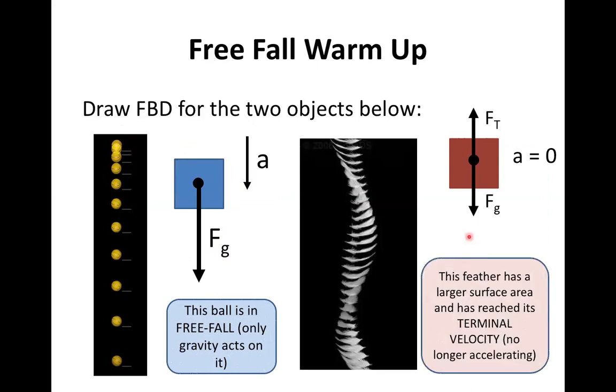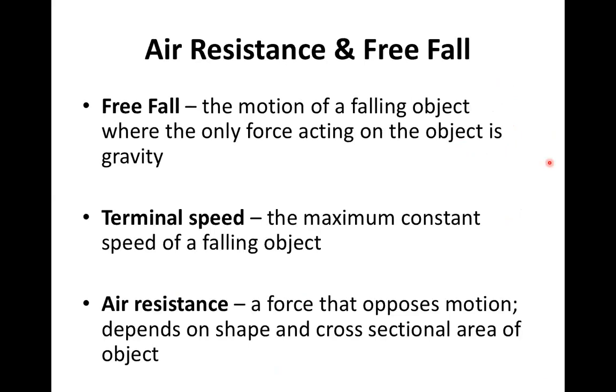The feather has reached its terminal velocity because, looking at the distance between subsequent positions in the photo, it's traveling the same distance down every 0.1 seconds. So that means there's a constant velocity. We call that terminal velocity. And that is when air resistance, so this should say F air resistance, is equal to the force of gravity, and that gives no acceleration.